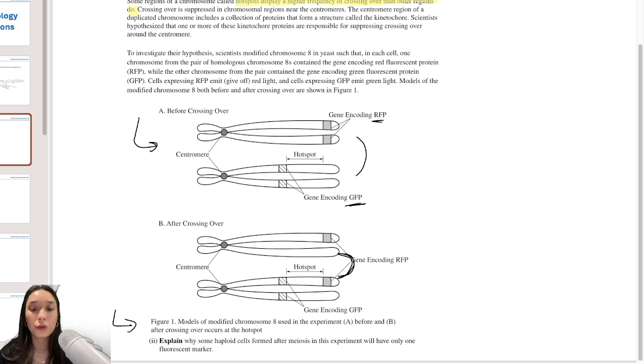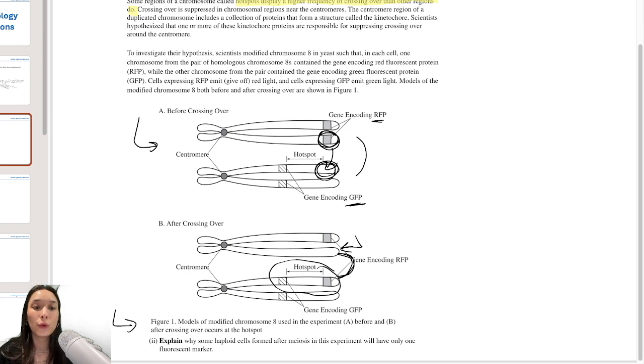And again, homologous chromosomes are not identical. So you did have crossing over that caused this RFP chunk here to cross over and swap with the chunk that is here. And then you end up with this inner sister chromatid having nothing, because it gave the RFP away during crossing over. And this inner one here had the GFP and the RFP because it gained the RFP during that crossing over process.